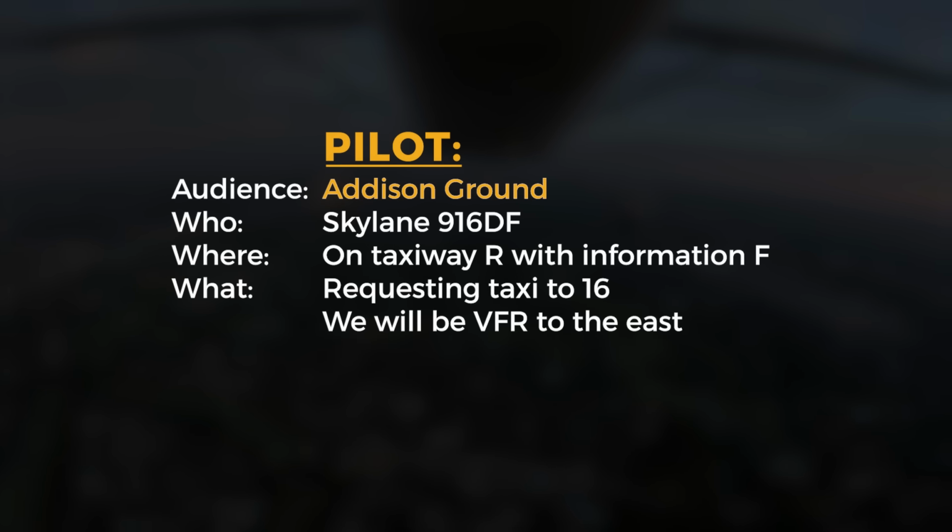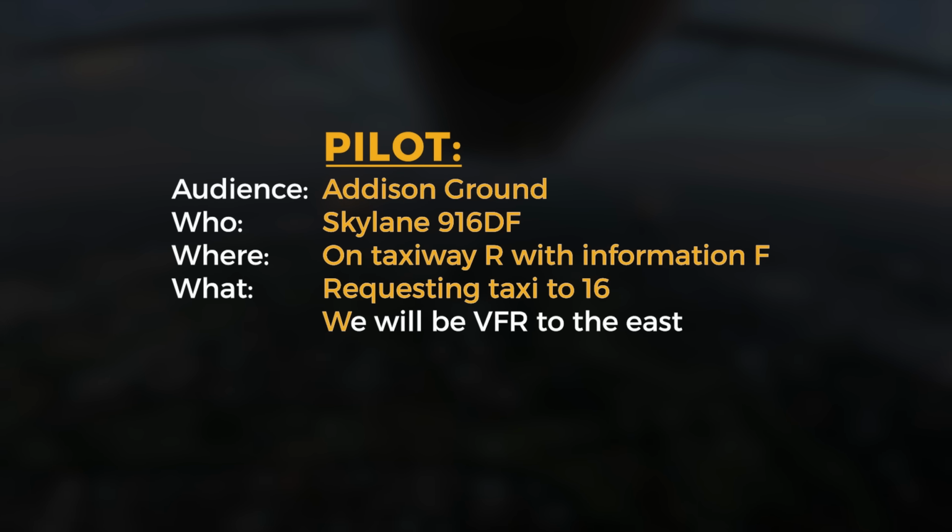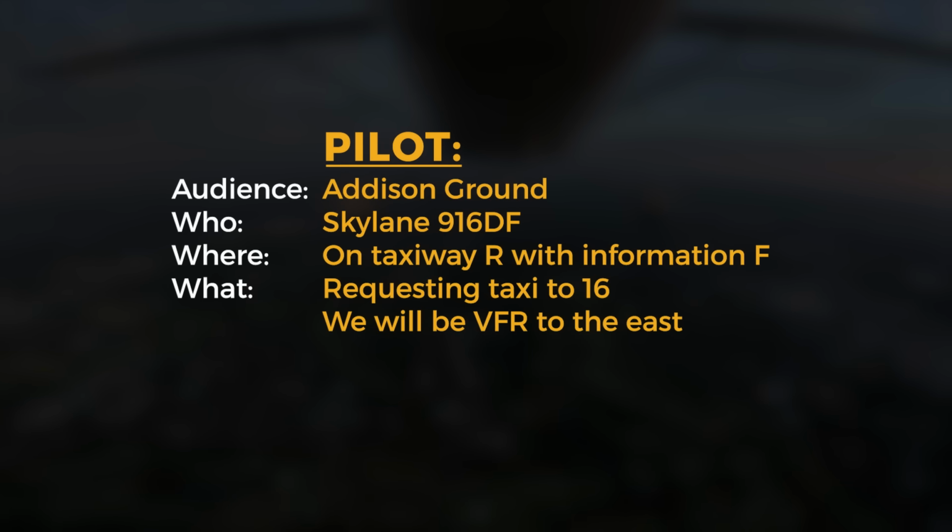So you say, Addison Ground, Skylane 916 Delta Foxtrot, on taxiway Romeo with information Foxtrot, requesting taxi to 16, we will be VFR to the east. You're gonna tell them your direction of flight in there as well, just to give them a heads up.